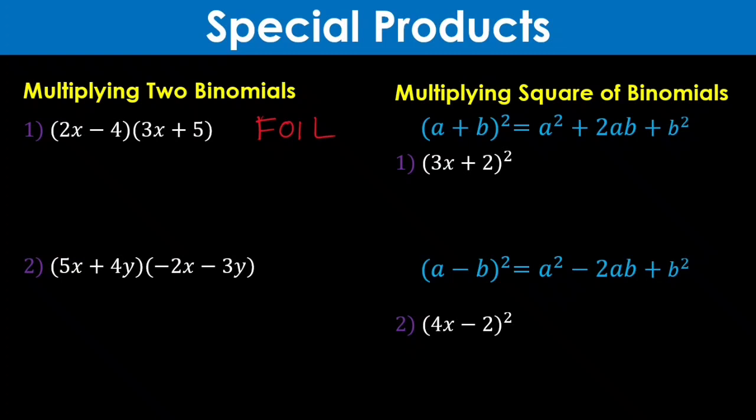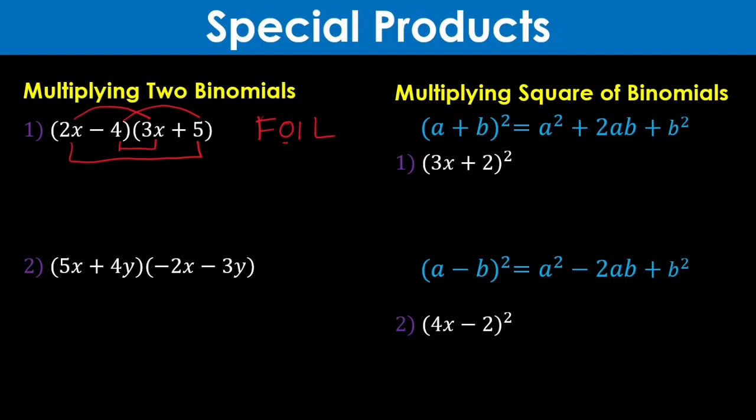So remember the FOIL method: we multiply the first terms of the binomials, and then the outer terms, and then the inner terms, and then finally the last terms. Okay, so let's do that here.